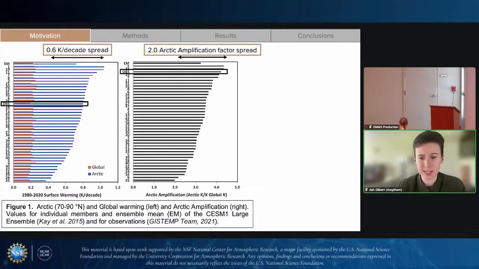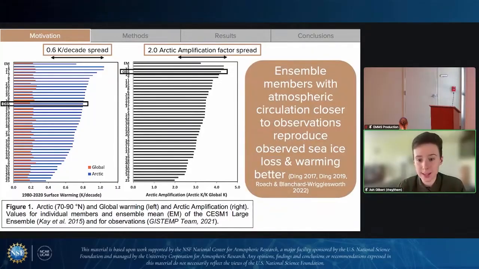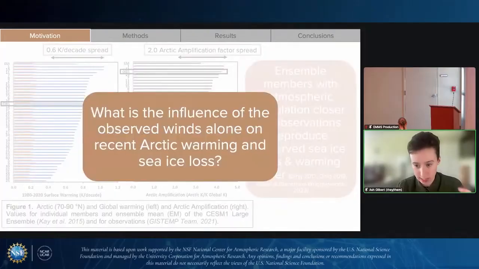But from previous analyses, we do know that the observed winds are critical to reproducing the observed sea ice and temperature trends and internal variability. Driven from those results, previous studies also asked how much the wind contributes to recent warming and sea ice loss using historical climate models forced with observed winds. But what our study wants to ask is how much warming and sea ice loss the observed winds alone can generate without anthropogenic forcing, in a pre-industrial climate instead.